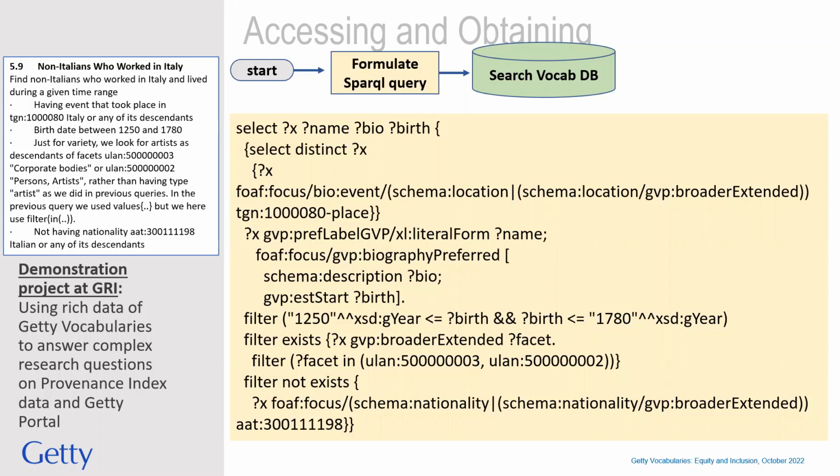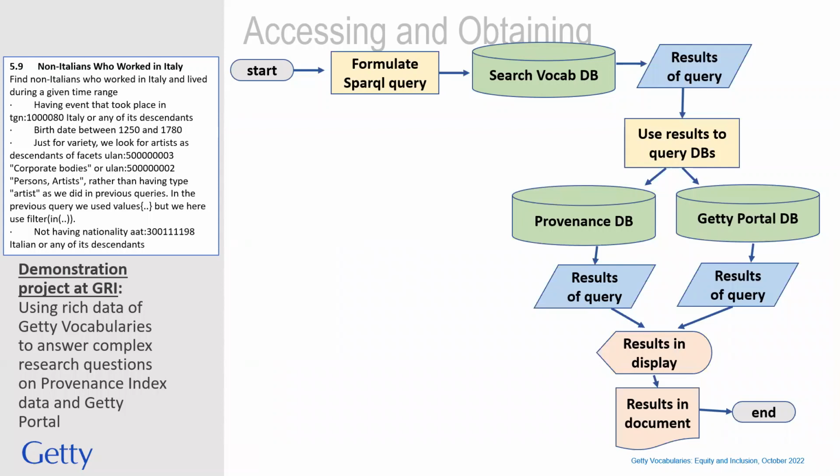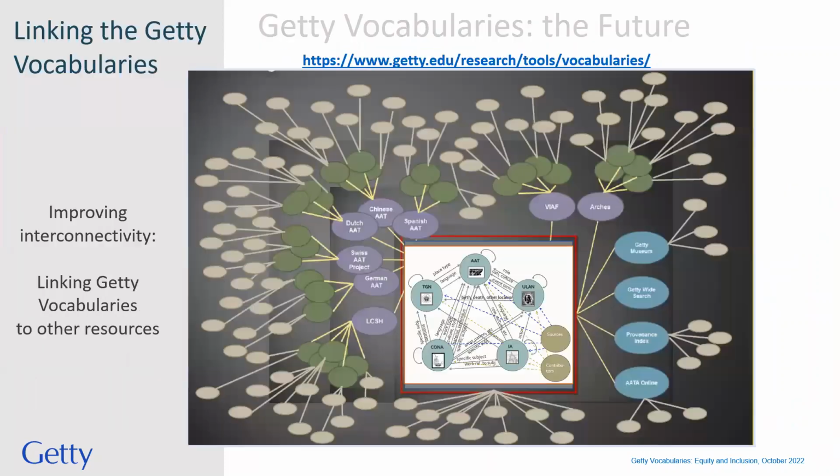And you could change the parameters there for the criteria to ask different questions along the same lines if you wanted to. So we can use this rich data, formulate the SPARQL query, search the vocabulary database, and then get the results of the query. In our case, we would probably grab those IDs for ULAN and search in the Provenance database and the Getty portal, where hopefully the artists were already reconciled to ULAN, so you could find the IDs, get the results of the queries, and display these results. So this is a project we're working on now.